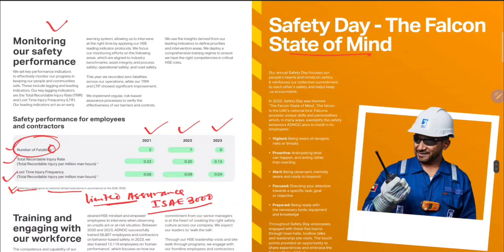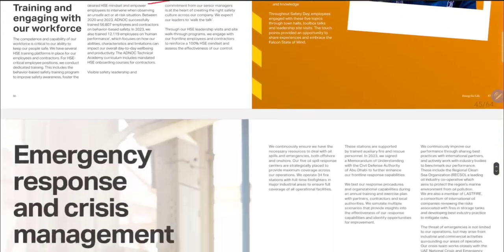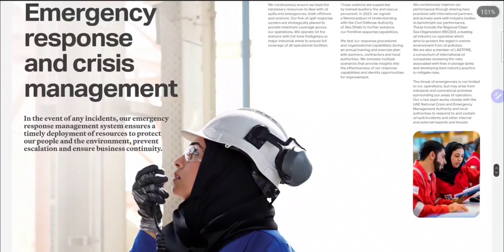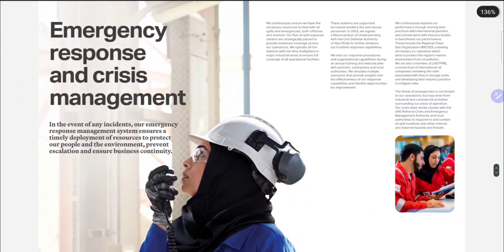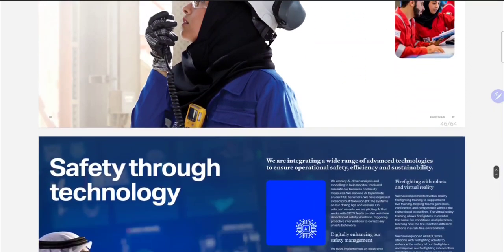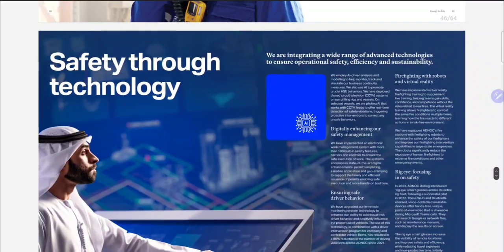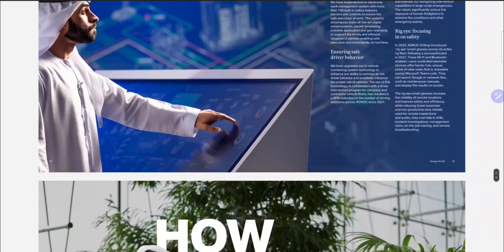Training and engaging with the workforce, the details are available: training for health and safety, safety day, the Falcon state of mind, some specific program details are available here. Then emergency response and crisis management details, how the company is committed, their management approach, and those initiative details are available. Safety through technology, digital platforms, innovations, AI, all the integrations with a wide range of advanced technologies to ensure operational safety, efficiency and sustainability, the details are available in this section.